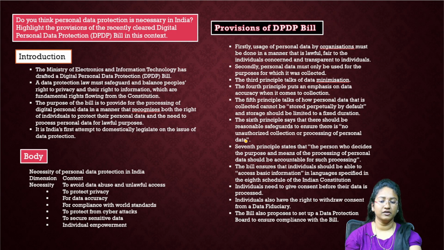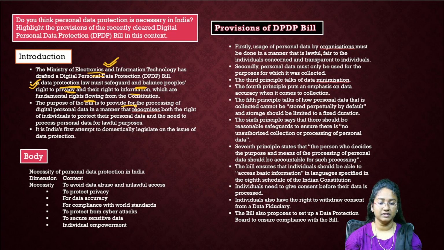So this is how your introduction can be. The Ministry of Electronics and Information Technology has drafted this particular bill, a data protection law. It is a must to safeguard and balance people's right to privacy and their right to information, which are fundamental rights flowing from the Constitution. So in order to protect our right to privacy and also our right to information, this kind of data protection is definitely needed to safeguard these rights, right?